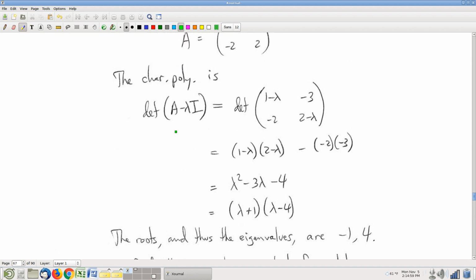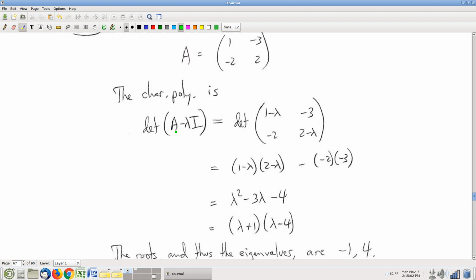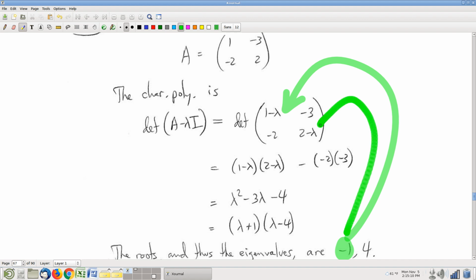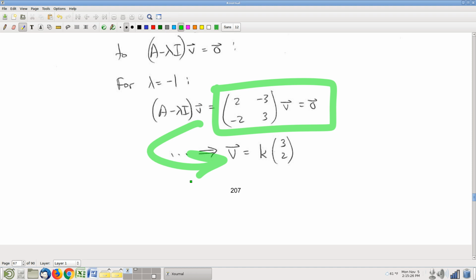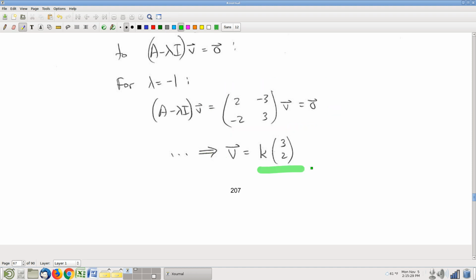A minus lambda I. Let's take these one at a time. This eigenvalue of -1, stick that in here for lambda. So subtract -1 on the diagonal, which means add 1 on the diagonal. And that gives you this matrix. We want to find the null space. Y'all can do that. And you end up getting all multiples of the vector (3, 2), as it turns out. Now, I know y'all know how to do this, but make sure that you can do that process, finding a null space.